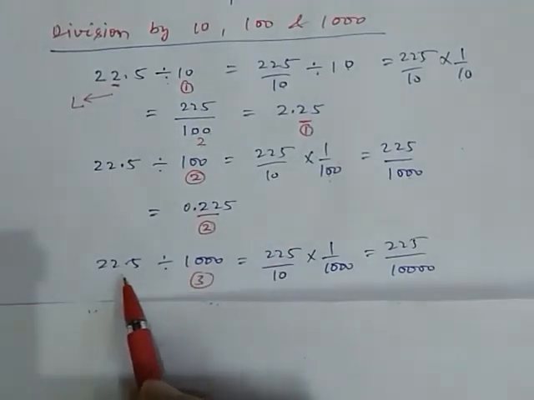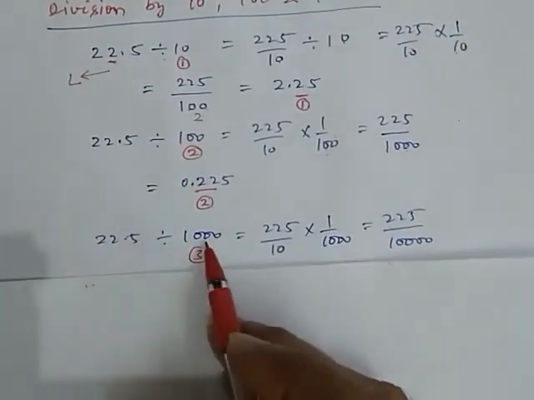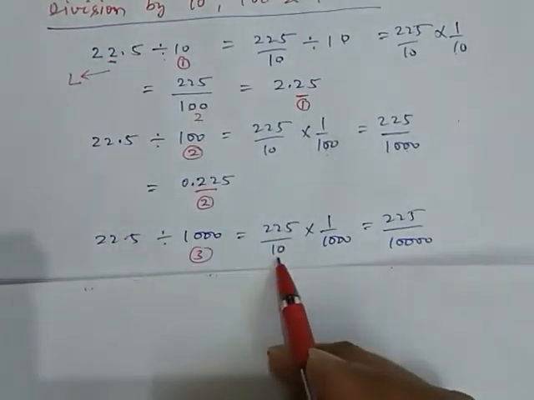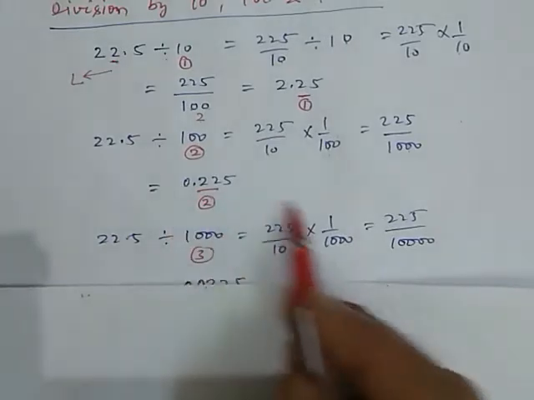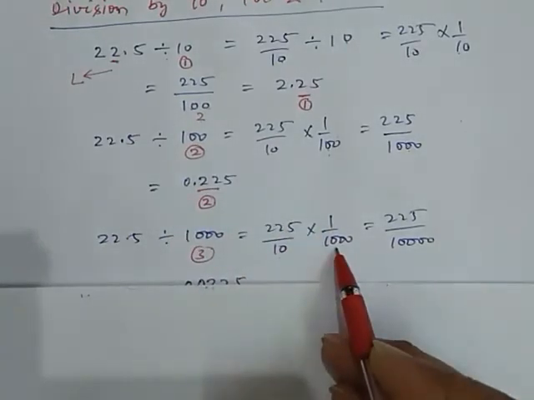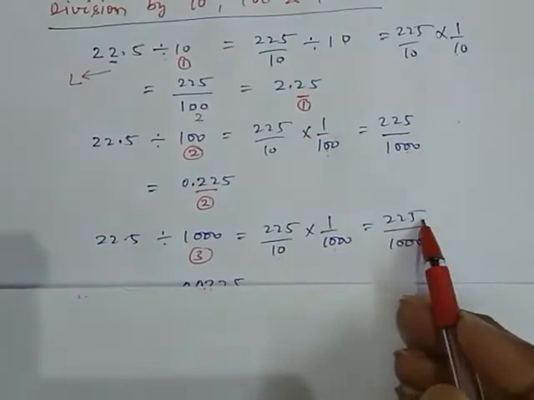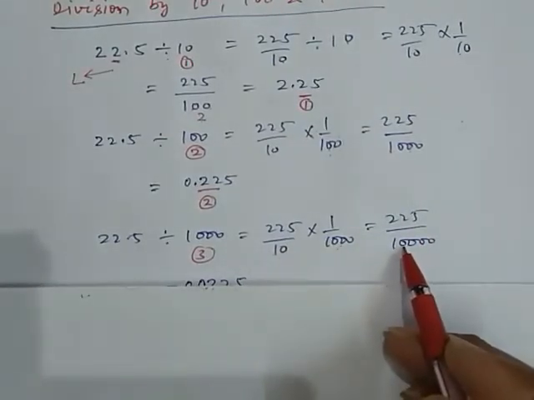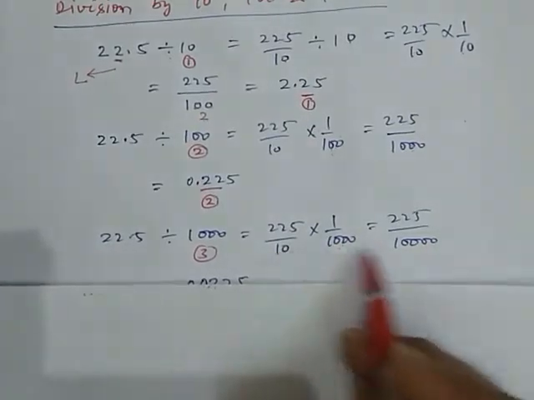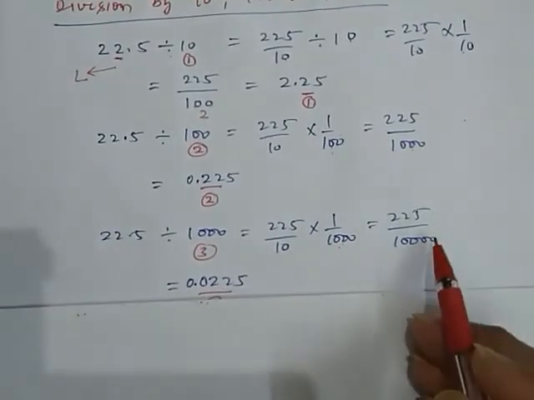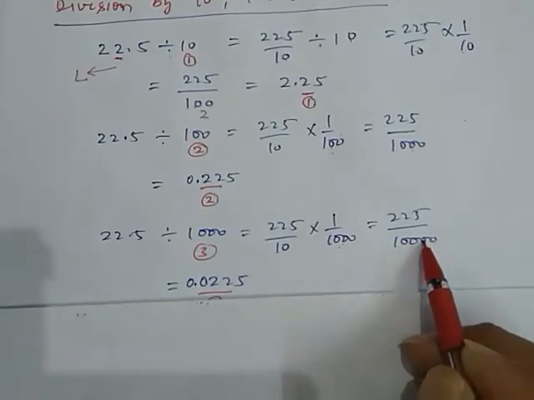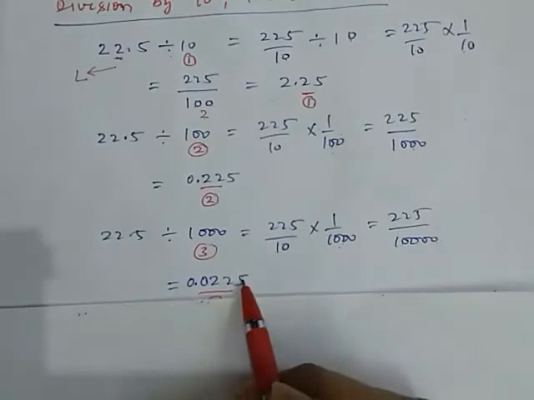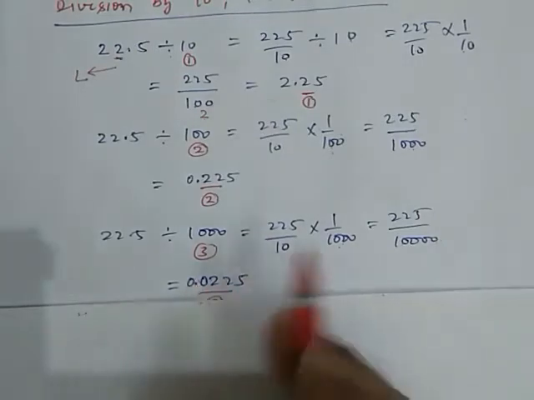Now 22.5 divided by 1000. Here there are 3 zeros. First we convert this to 225 by 10, and this is inverted and becomes 1 by 1000. We multiply 225 and 10 multiplied by 1000. So 1 with 3 zeros, and 10 makes 4 zeros here, okay. Now count 1, 2, 3, 4. So put the decimal before 4 digits, 1, 2, 3, 4. So we put the decimal here.